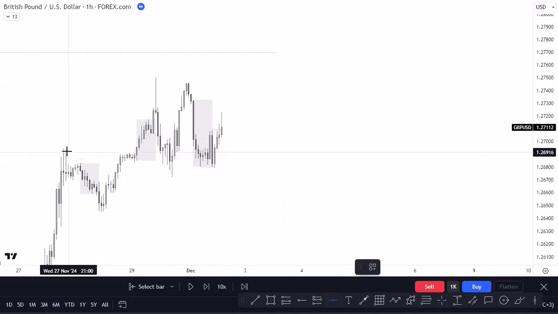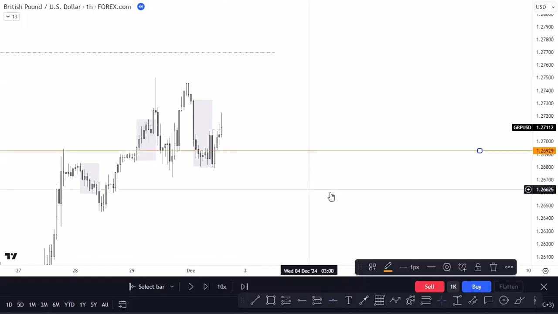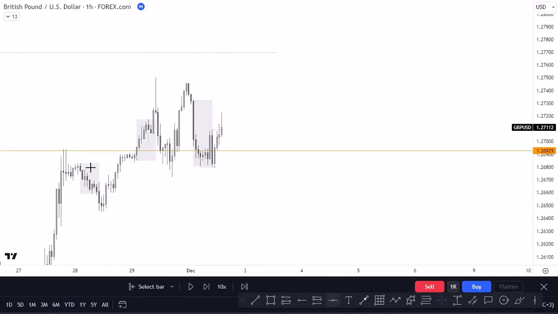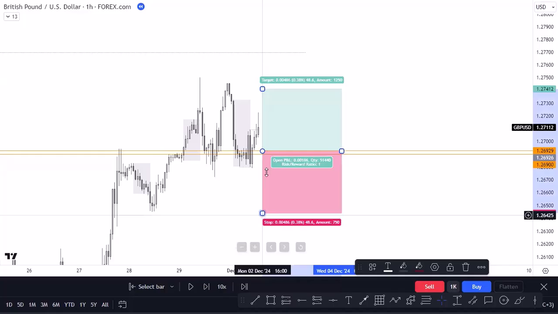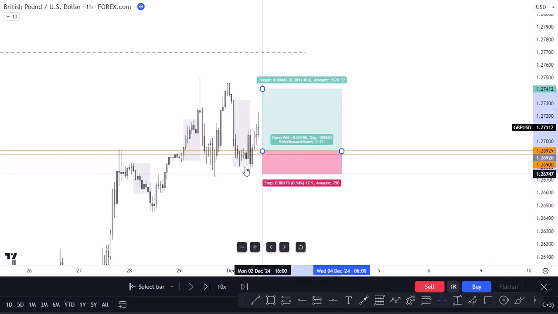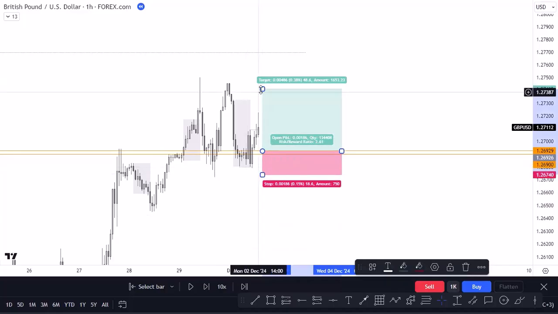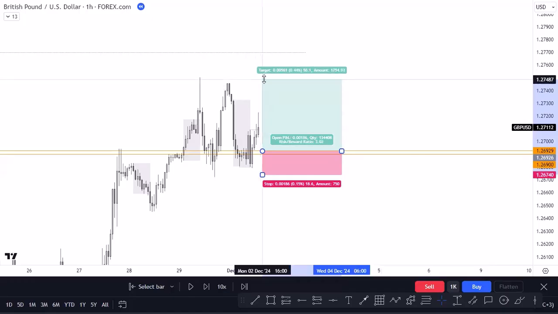So I found the area where I can buy from, and at this point I bought at these areas here, because of my reasons. This was the area I entered from, and my stop loss was just below these lows. My TP was about 3R, around these areas here.